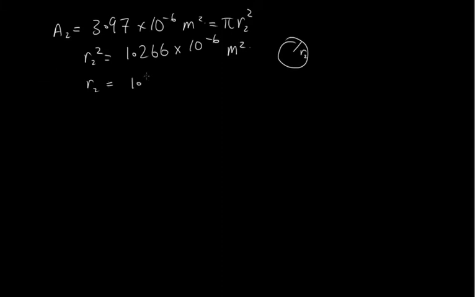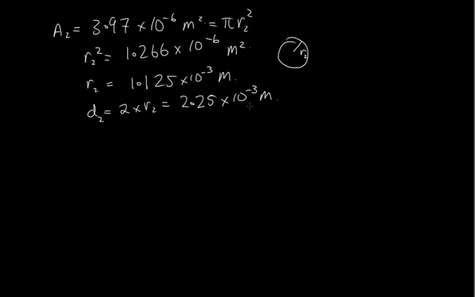is 1.125 times 10 to the minus 3 meters, and so the diameter at point 2 is 2 times the radius, and so that is equal to 2.25 times 10 to the minus 3 meters. So that's our answer in meters. So that is 2.25 millimeters, or we could put it if we wanted in centimeters, which is 0.225 centimeters. And so that's the final answer.